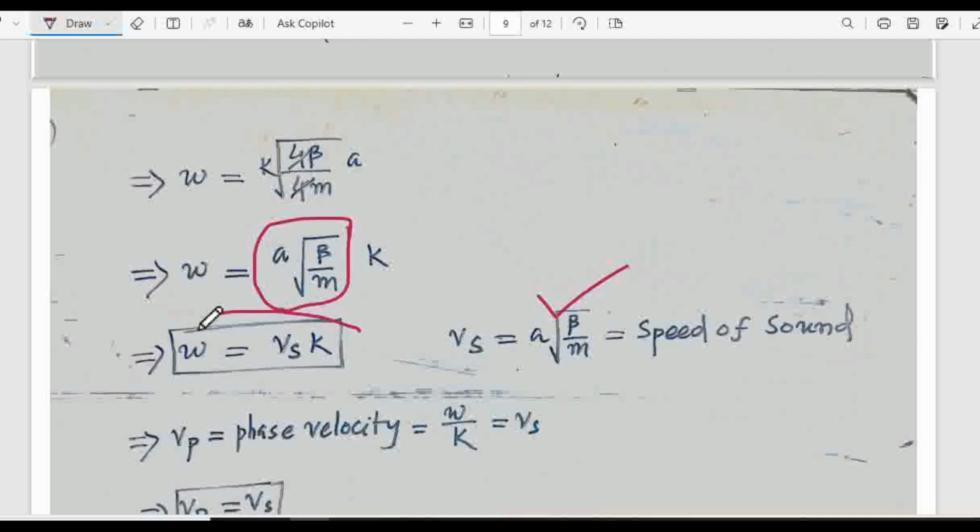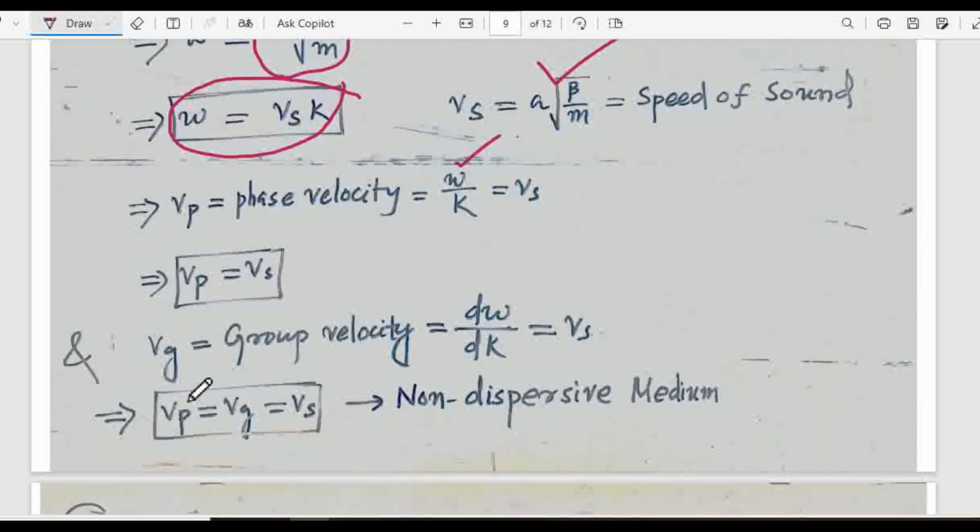So ultimately we are getting this dispersion relation. Now if you want to find the phase velocity, that is the speed of a single wave. There are multiple waves in the medium. So if you want to find the phase velocity of a single wave, the condition is Vp equal to omega by k. If you take this k down here, omega by k will be Vs, that is the speed of sound.